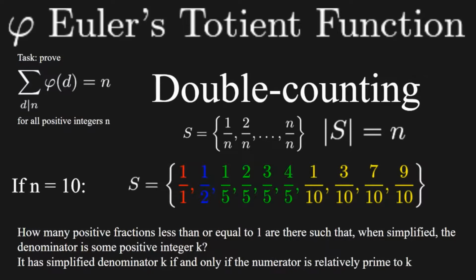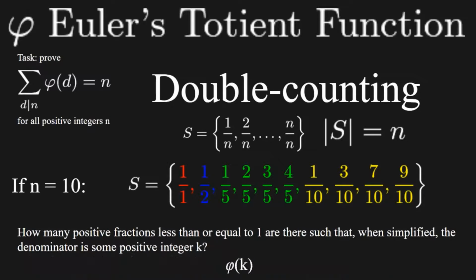Well, a fraction has denominator k when simplified if and only if the numerator is relatively prime to k. Thus, we need to find the number of integers between 1 and k inclusive that are relatively prime to k. This should sound familiar. By definition, this is just phi of k.